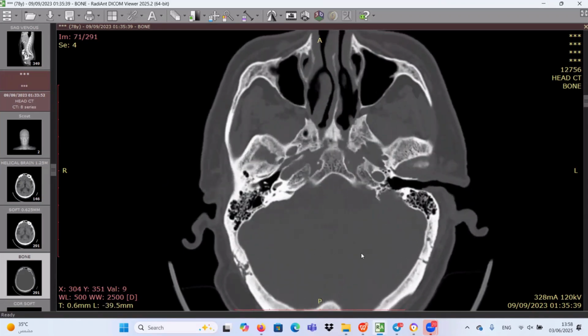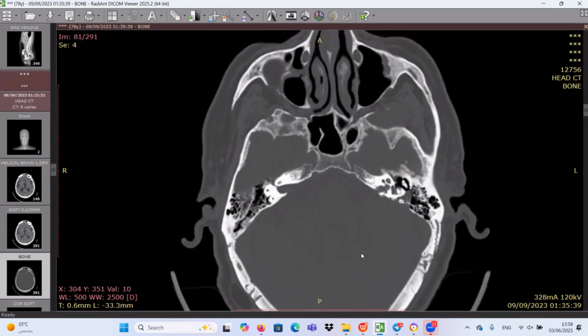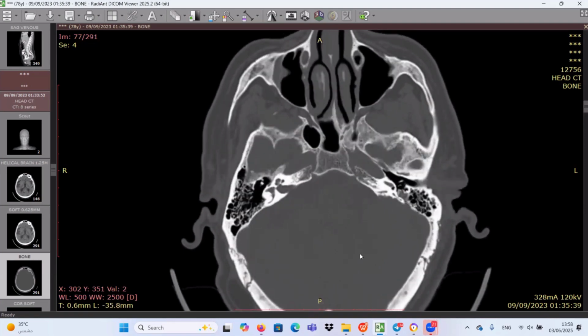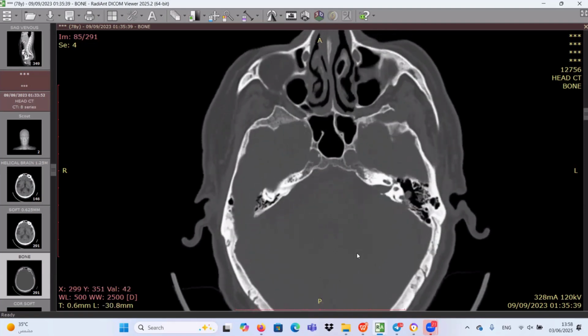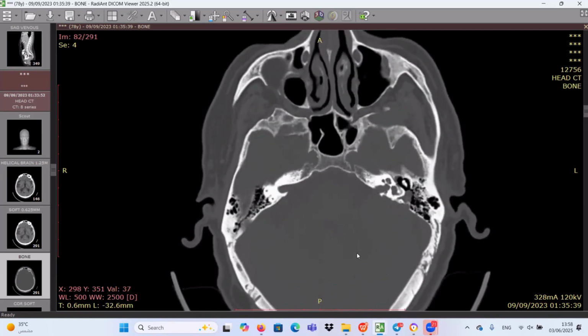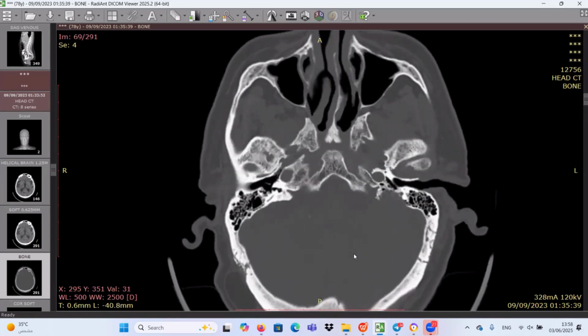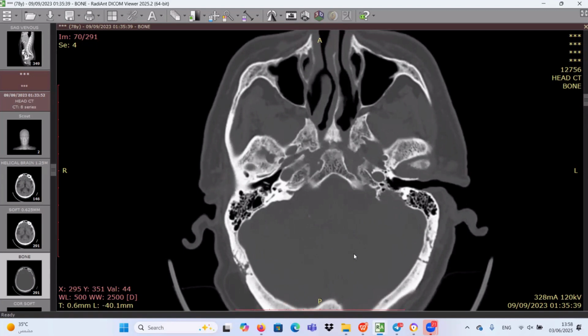However, I think the IAM is still not widened, intact. Agree. The internal ear ossicles also appear grossly normal. Yes. So this lesion appears at the left CP angle with aggressive features. Yes. You have here an aggressive soft tissue mass lesion along the posterior aspect of the left petrous bone. What's your differential diagnosis?